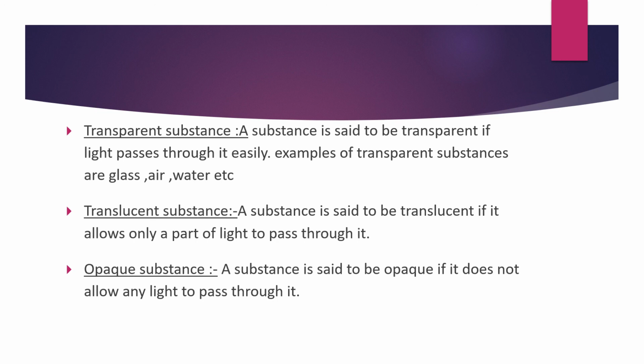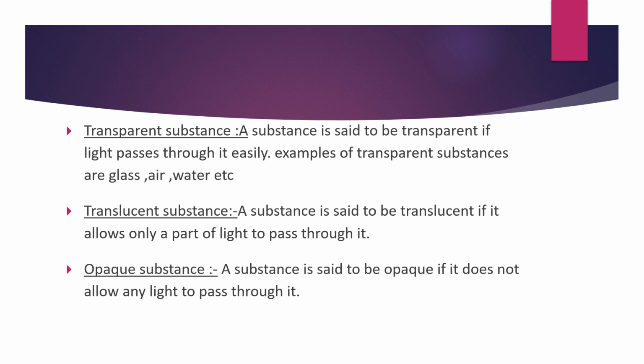Opaque substances. A substance is said to be opaque if it does not allow any light to pass through it. The total amount of light falling on the opaque substance is blocked. It does not allow any light to pass through it.